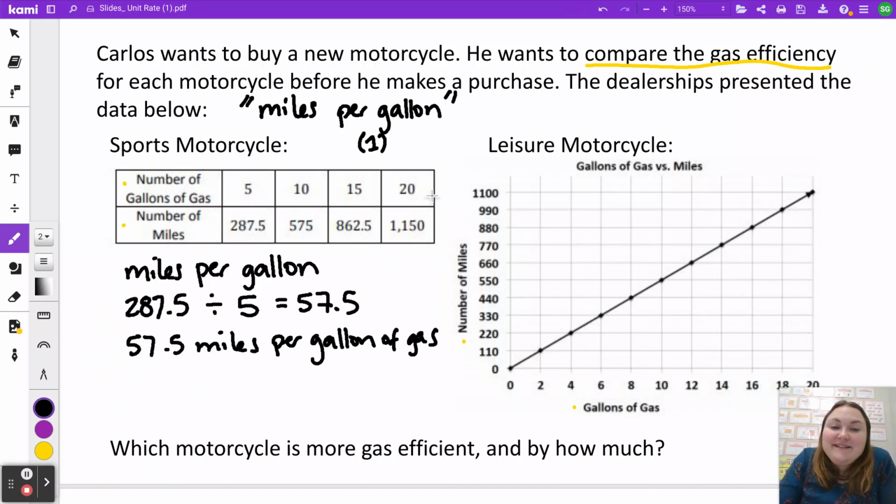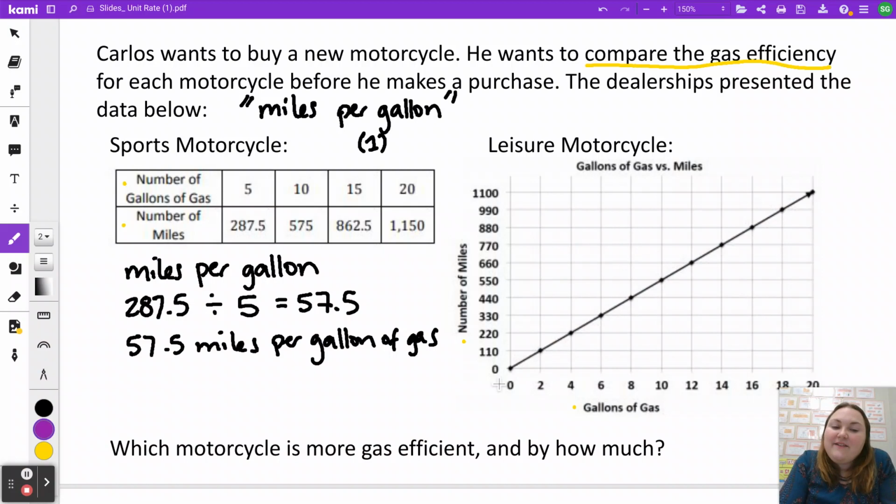We're trying to compare these two options. So this is not enough information. I also need to know what the leisure motorcycle's gas efficiency is. So I'm going to have to do the same thing over here for this leisure motorcycle. Now notice, instead of a table, for the second option, we have a graph. But the graph is communicating the same exact information.